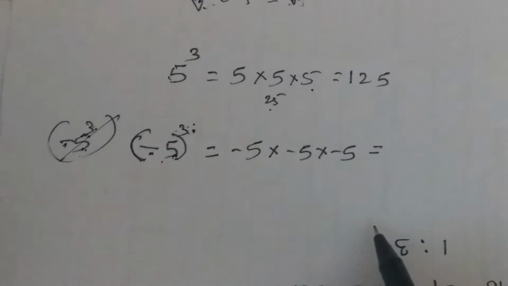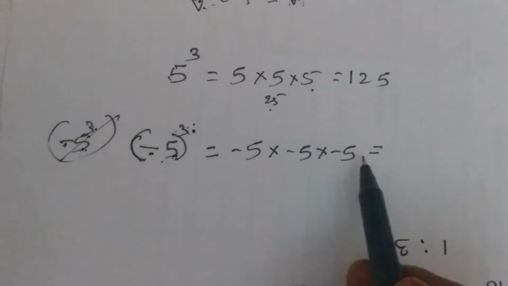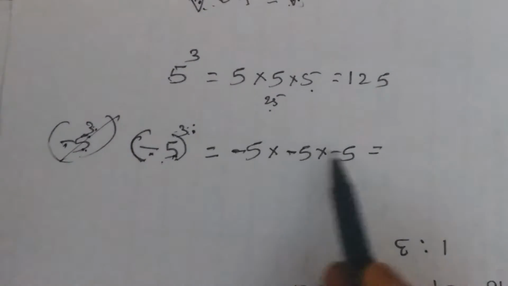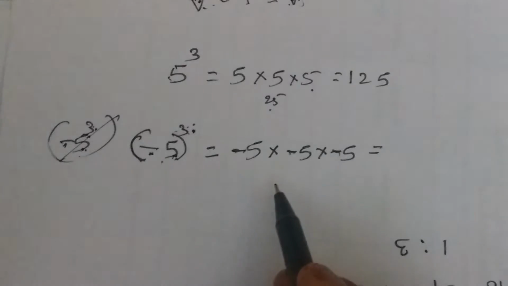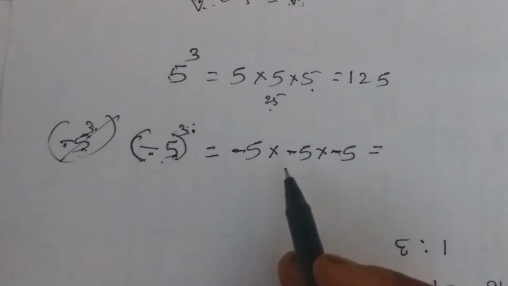Now it is multiplication of integers. What do we do first? First we multiply the signs. And this also we have learnt already. When you multiply the negative signs, an even number of negative signs, that is 2, 4, 6, 8 negative signs, your answer is positive, plus.